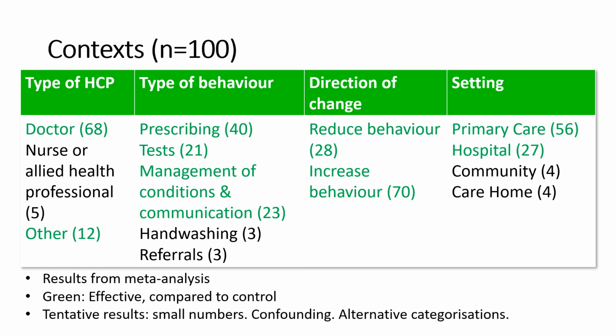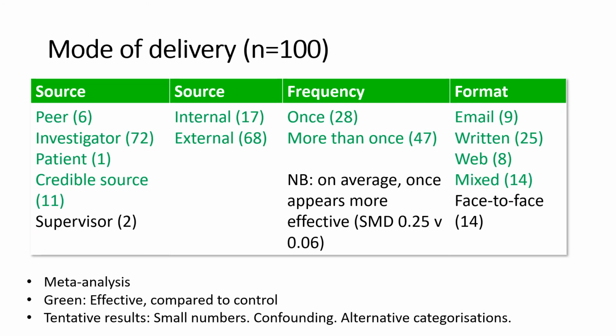particular contexts. In terms of mode of delivery, social norms seem to have been effective from a number of different kinds of sources of the intervention, and whether it was internal within the same organisation or external. It also worked in a variety of different formats: email, written, via the web and mixed, although it doesn't appear to have been effective face-to-face.